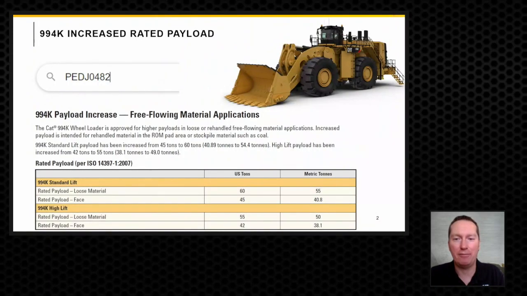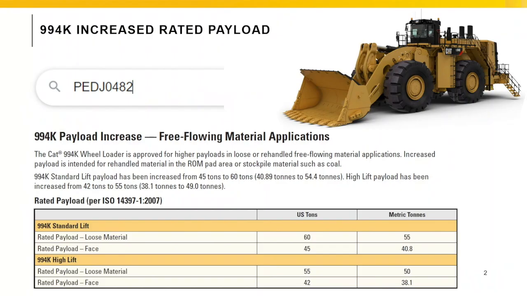Let's start with the 994K, and then I'll also be introducing a brand new large wheel loader model that will be available soon. So first of all, looking at the top of this slide, I've got a search icon shown there for you to run an internet search on a CAT publication, PEDJ 0482. What this will get you is the content that's in the next few slides for your future reference.